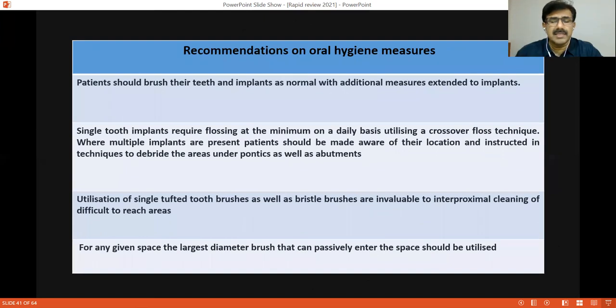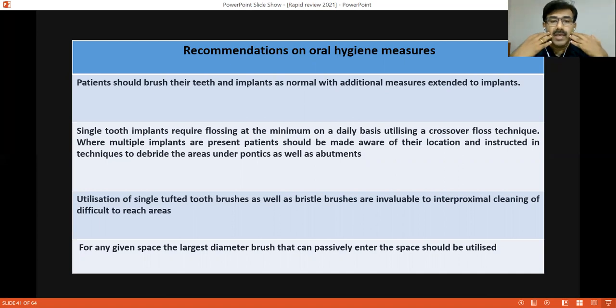Now after implantology, even if you place one or multiple implants, you advise the patient to maintain regular good oral hygiene with brushing, but there may be some little more care that may be extended to implants. Suppose you are giving one implant, the recommended technique is you ask the patient to floss, and there is a recommended flossing technique known as the crossover flossing technique, which I'll show you. But in most of the cases now, you give multiple implants, or sometimes there may be a full mouth rehabilitation.